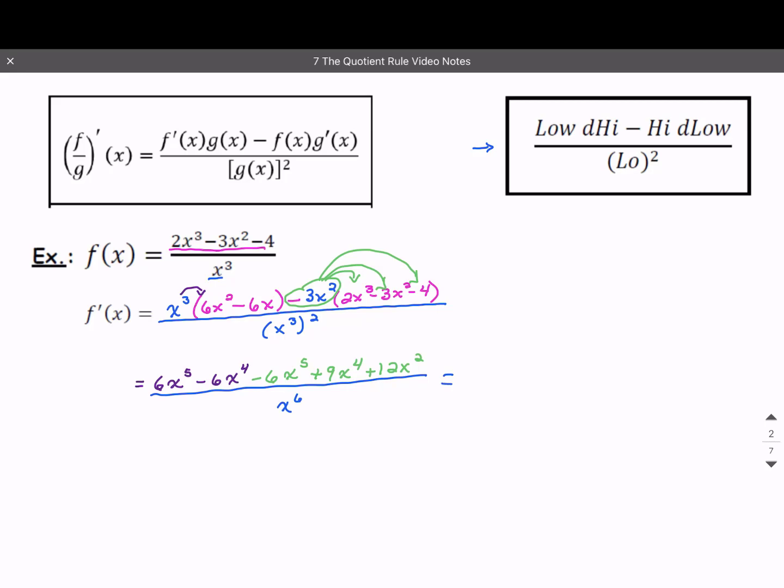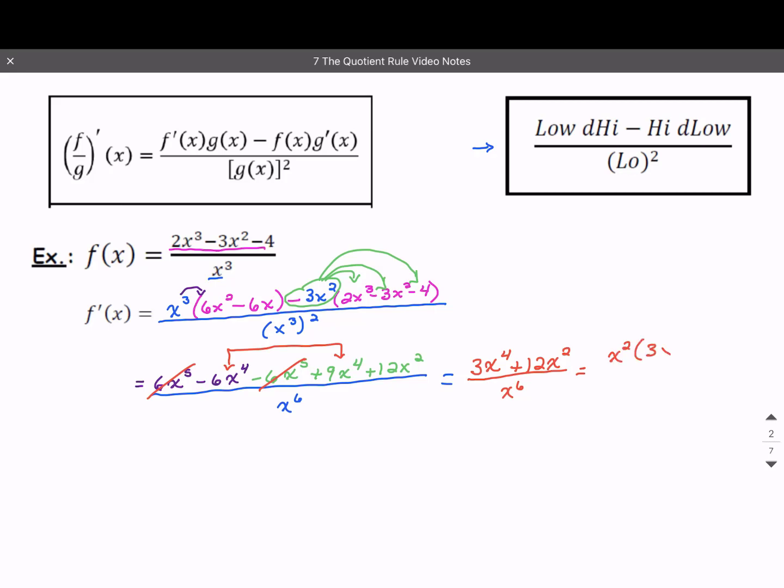Okay, now, what happens in our numerator here? Let's see what we can do. The 6x to the fifths are going to add to 0. Negative 6x to the fourth plus 9x to the fourth, that's going to give us 3x to the fourth. And we still have a plus 12x squared all over x to the sixth. We are not done, my dears, because there is a greatest common factor in the top. The only one that has to be factored out is the x squared.